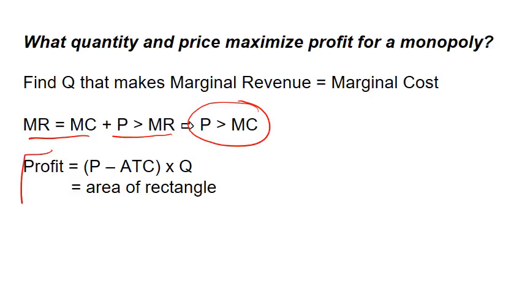We can also talk about profit for monopoly. Like all firms, profit is price minus average total cost times quantity, and can be found as the area of a rectangle. Let's walk through a graph and see how we can use these things.